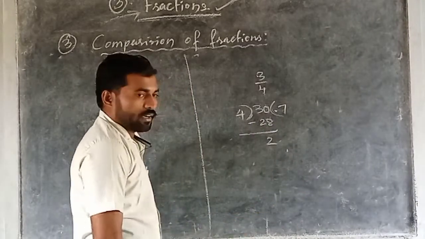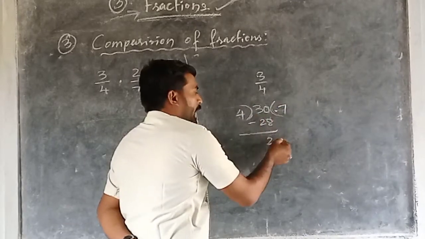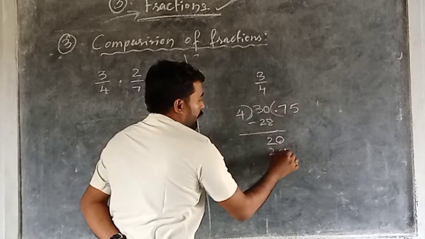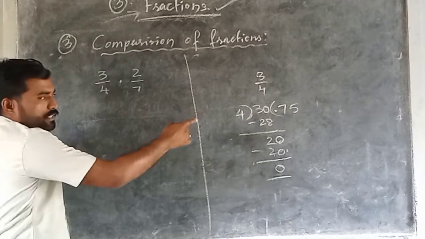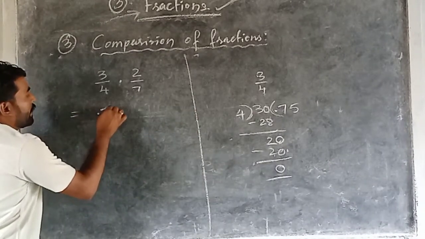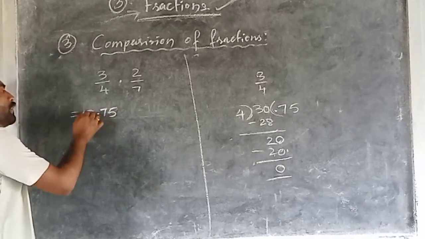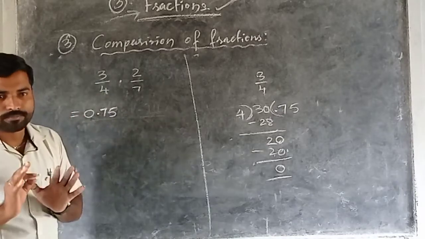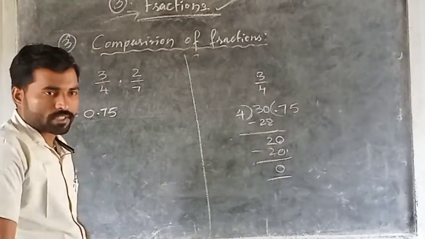Now take 0 here, since you have already used the point. Now 4 5s are 20. 20 minus 20 is 0. That means what is our answer for the first one? 0.75. Before the point you can write 0. That means the first answer is 0.75.